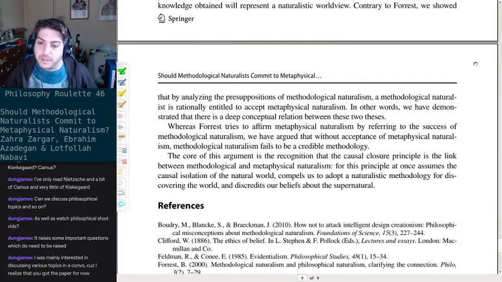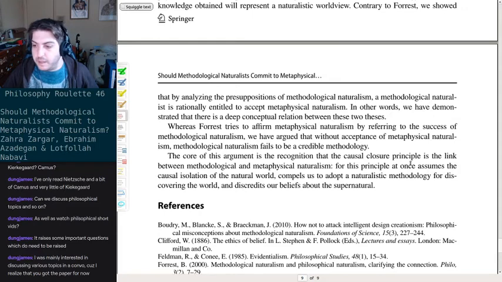The core of this argument is the recognition that the causal closure principle is the link between methodological and metaphysical naturalism. For this principle at once assumes the causal isolation of the natural world, compels us to adopt a naturalistic methodology for discovering the world, and discredits our belief about the supernatural.